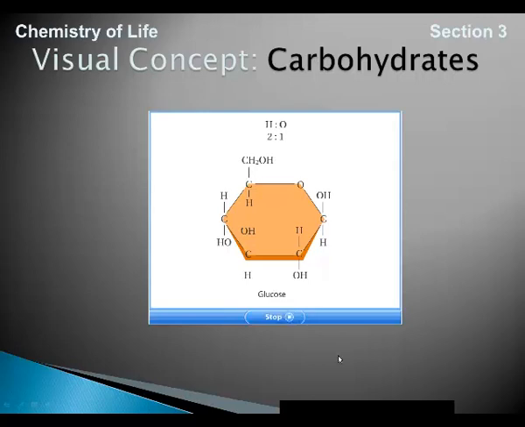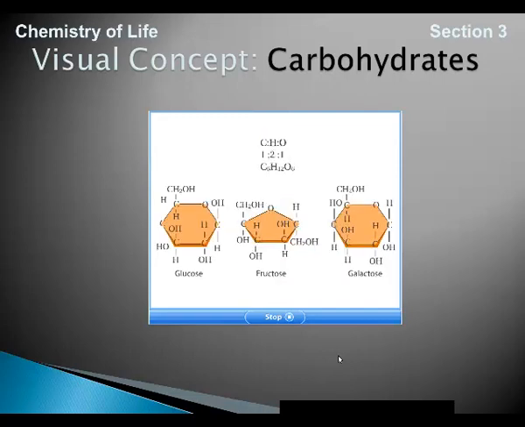Carbohydrates are organic compounds made of carbon, hydrogen, and oxygen atoms. Hydrogen and oxygen atoms exist in a ratio of about 2 to 1. The number of carbon atoms varies. A single carbohydrate unit, such as glucose, is called a monosaccharide or a simple sugar. Monosaccharides contain a carbon, hydrogen, and oxygen ratio of 1 to 2 to 1. Thus, monosaccharides have a formula C6H12O6. Glucose, fructose, and galactose are the most common monosaccharides.